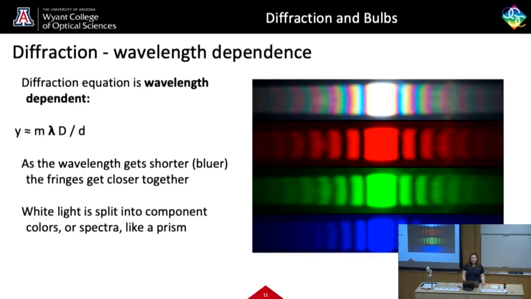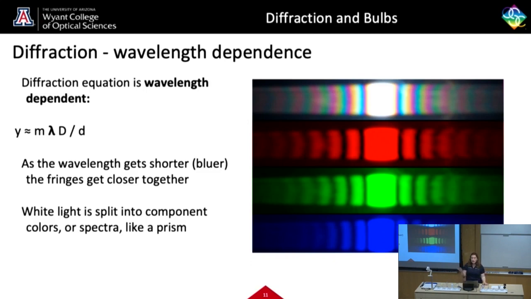One of the really important parts about this diffraction equation is its wavelength dependence. So you see that lambda contributes to where we see that fringe height. As the wavelength gets shorter or bluer, the fringes get closer together, because as lambda goes down, y also goes down. And similarly, as wavelength gets longer or more red, the fringe spacing gets larger.